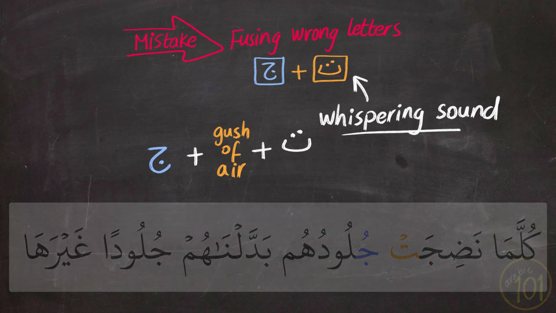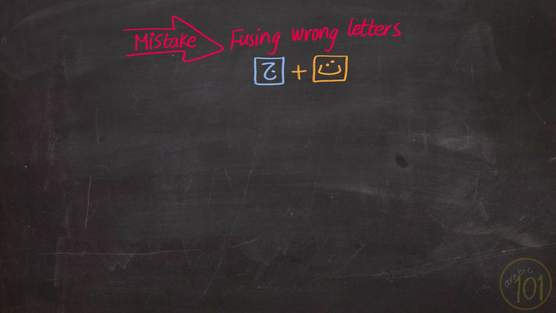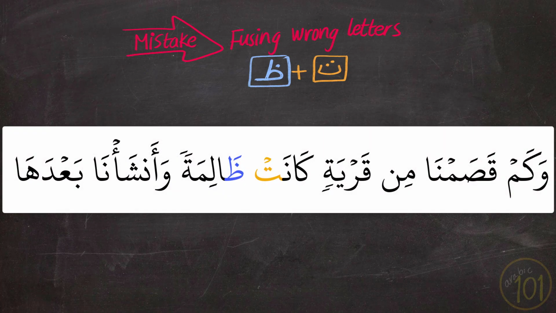Let's have a look at one more example. This time will be the ta with sukoon, but this time it will be followed by dha. وَكَمْ قَصَمْنَا مِنْ قَرْيَةٍ كَانَتْ ظَالِمَةً وَأَنشَأْنَا بَعْدَهَا. Again, the mistake here would sound like this.